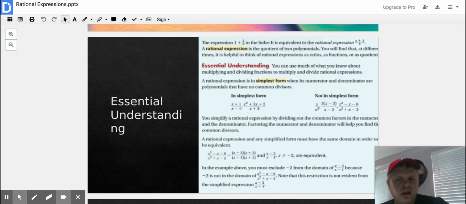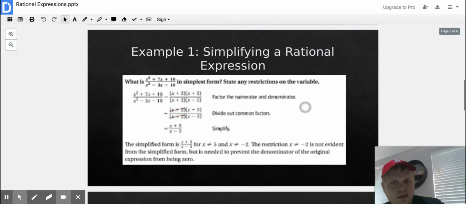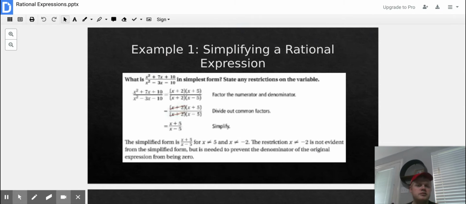Okay, let's look at our first example, simplifying a rational expression. What is that in simplest form? State any restrictions on the variable. Our first step here, with our expression, is to factor it. On your own, make sure you have some paper so you can factor this. Use your AC method and go through those steps. Once you factor it, you should get the factors x plus 2 and x plus 5 over x plus 2 and x minus 5.